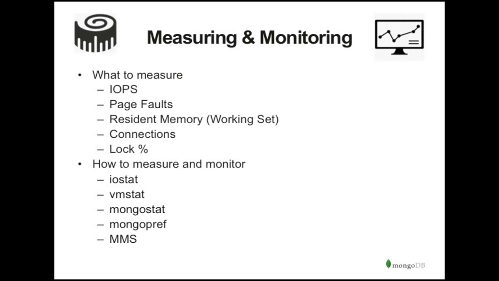Measuring is an important part of this game because we need to be prepared not only when we are defining ahead, but also when we are in production and supporting the application. There are particular things that we are going to be very interested in measuring, and other things, especially in MongoDB, that we definitely need to monitor. Things that we need to measure are around IOPS, page faults, the resident memory, the number of connections, and obviously the lock percentage.